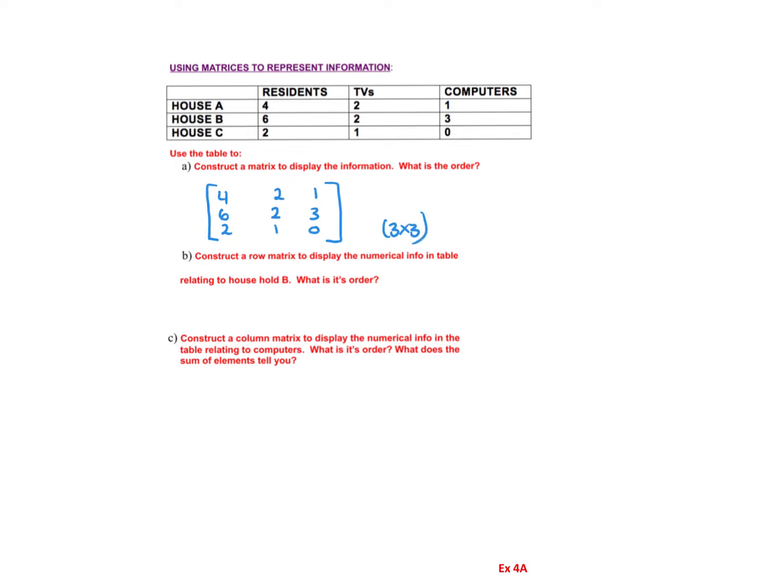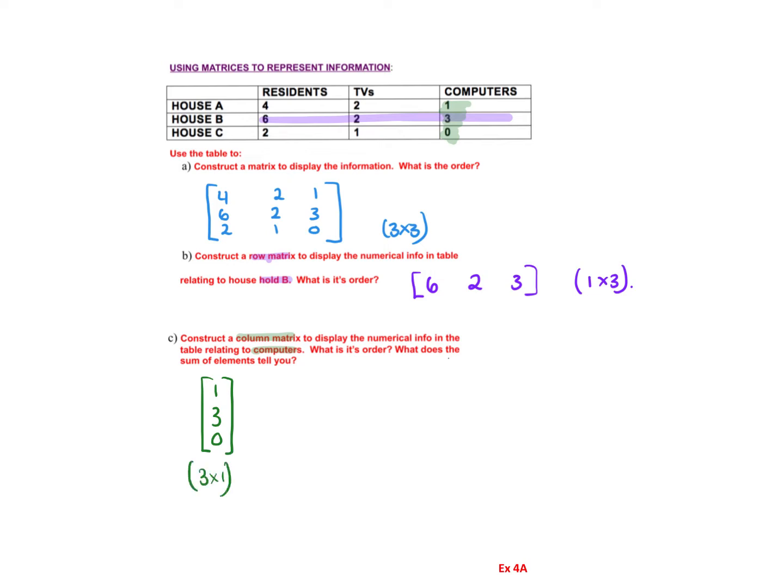Now it says construct a row matrix relating to household B. So B, and they want the information. A row matrix just has 1 row, and write the order, so it's 1 by 3. Then it asks us to construct a column matrix of the numerical info relating to computers. So that would be this data. So if I write a column, what is the order? That one's a 3 by 1.